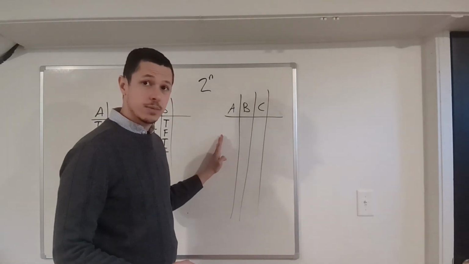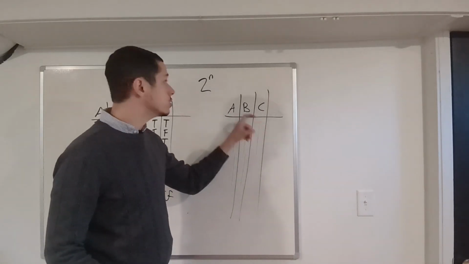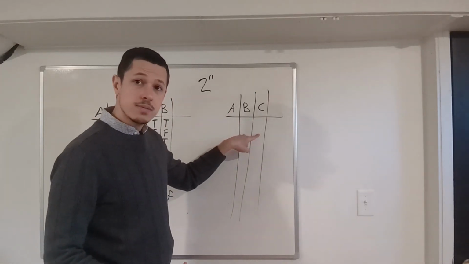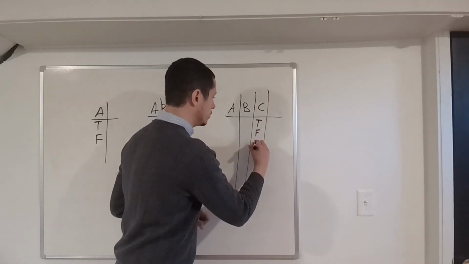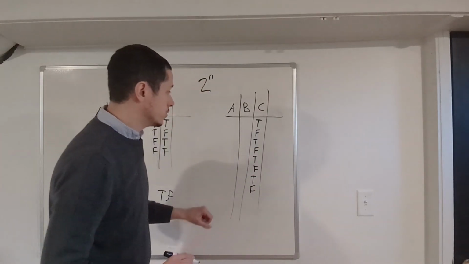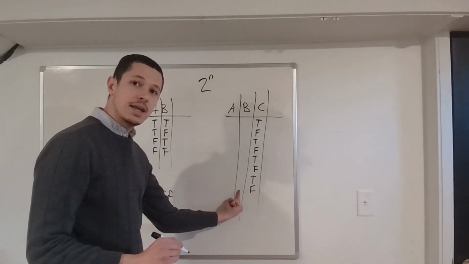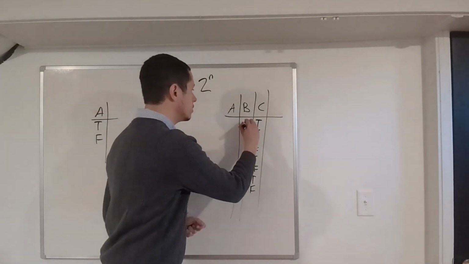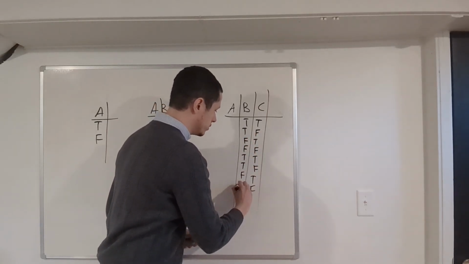Now let's try it with 3 atomic statements, right? So first, let's establish how many rows we need. We have 3 atomic statements, right? 2 to the 3, that's going to be 8. Go to the innermost letter, in this case it's C, and then for 8 rows, just alternate true and false. True, false, true, false, true, false, true, false. That's 8 rows of alternating true and false. Go back 1 atomic statement, and now write 2 consecutive truths followed by 2 consecutive falsehoods followed by 2, and so on and so forth, right? So true, true, false, false, true, true, false, false.